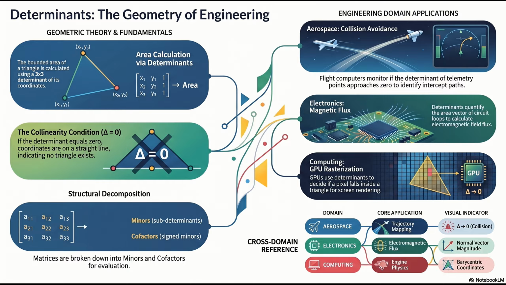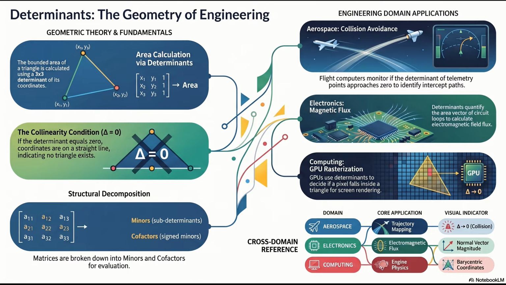Like the foundation. Yeah. So our sources start by looking at a pretty fundamental geometric problem, finding the exact bounded area of a 2D triangle. And to do this, you build a 3x3 matrix. Right. You take the 3 x coordinates of your triangle and stack them in a column. Then you take the 3 y coordinates and stack them in the second column. And for the third column, you just put the number 1 all the way down. Exactly. You calculate the determinant of that grid, multiply it by a half, and boom, you have your exact spatial area.